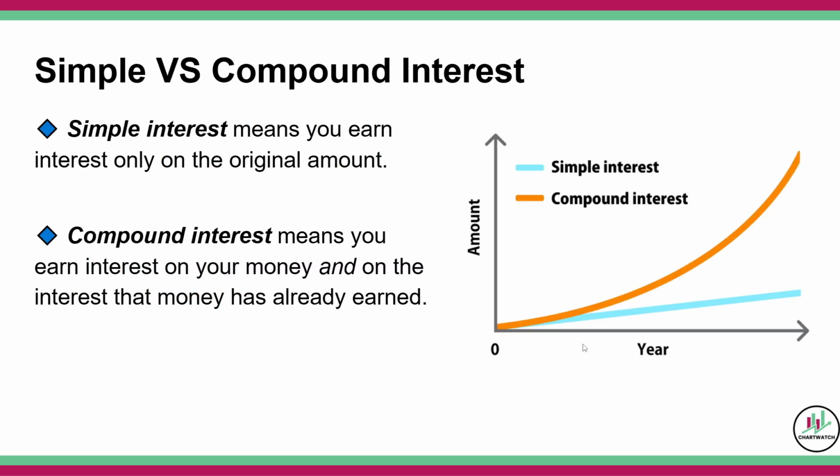So now we're going to look at interest. We're mainly going to talk about compound interest, but I'm also going to mention what simple interest is. Simple interest means you earn interest only on the original amount. I'm going to show you an example. Let's say you have $100 and you get 10% interest. So you're going to receive $10 each time.